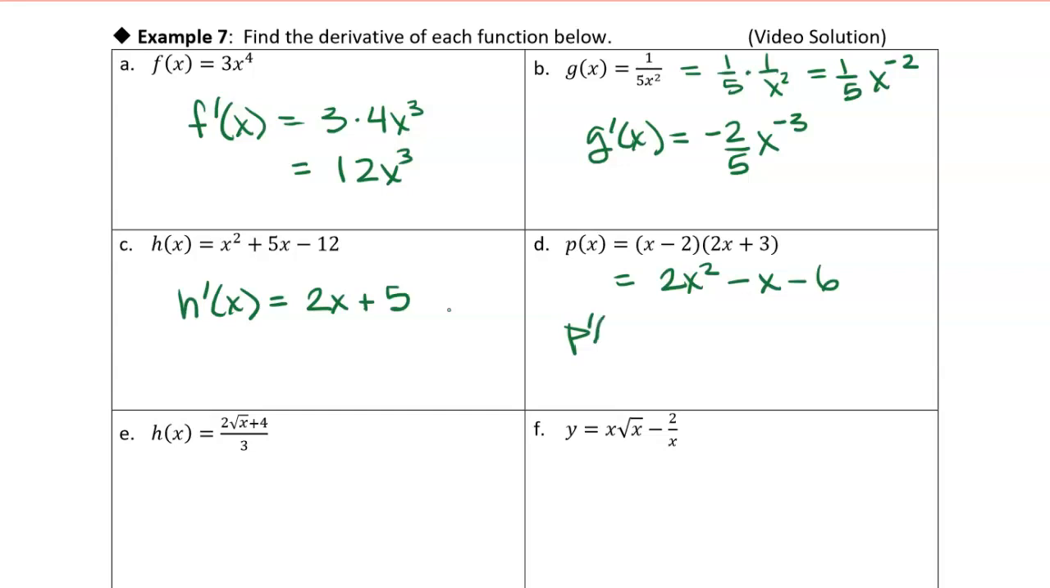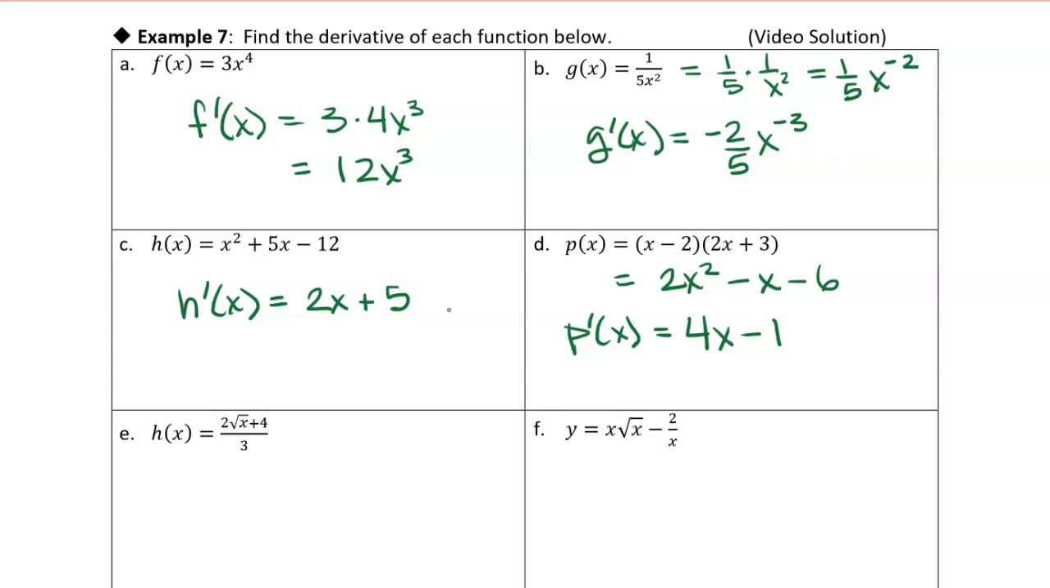So p prime of x is equal to, okay, got to use the power rule, and then I'm multiplying it by 2. So I'm going to get 4x, right? And the derivative of x is just 1, right? So that's just going to be a minus 1. Derivative of the negative 6, right? That's a constant, so that's 0. All right, so there we go.